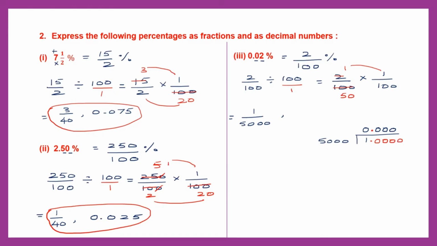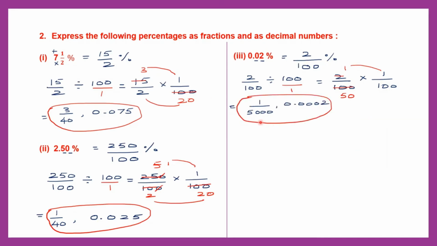The number is 10,000. Now 5,000 into 2 is 10,000. So now our remainder is 0 because we've got the same number. So what is our answer? The quotient is our answer. And what is the quotient? 0.0002. So let's write that. 0.0002. So we have a final answer in the fraction form as well as the decimal form.